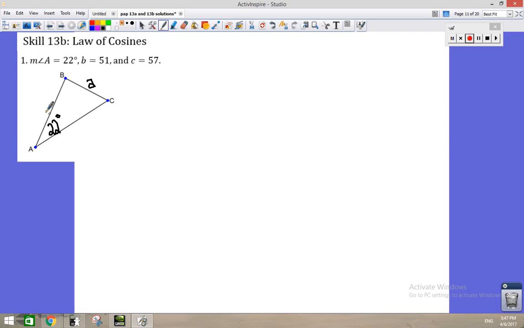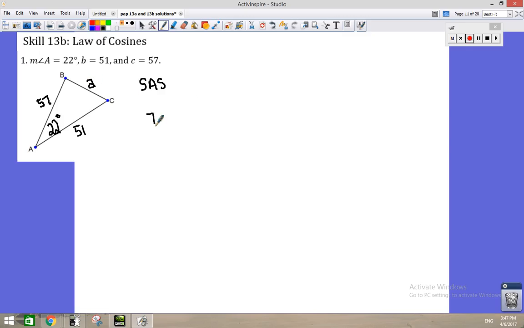And I know the length of C, that's 57. I know the length of B, that's 51. So this is our side-angle-side case. We're given two sides and the included angle. So that's when we're going to use the law of cosines. Now I'm going to start out by finding the length of A.